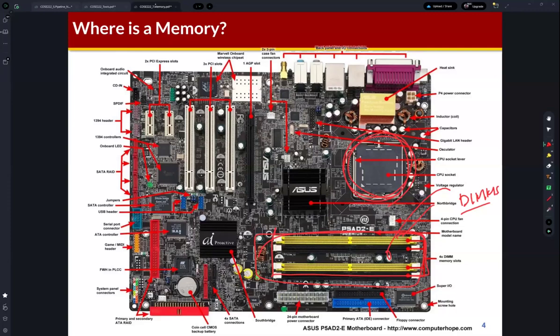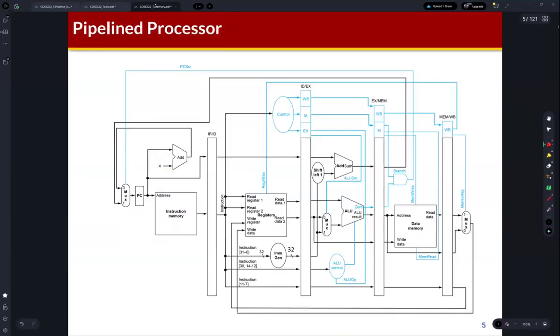Memory is located outside of the CPU in a real computer system. But in chapter 4, in the processor architecture, we learned about the 5-stage pipeline architecture. Then where are the memories? The memories are here and here. This is the instruction memory, and this is the data memory.